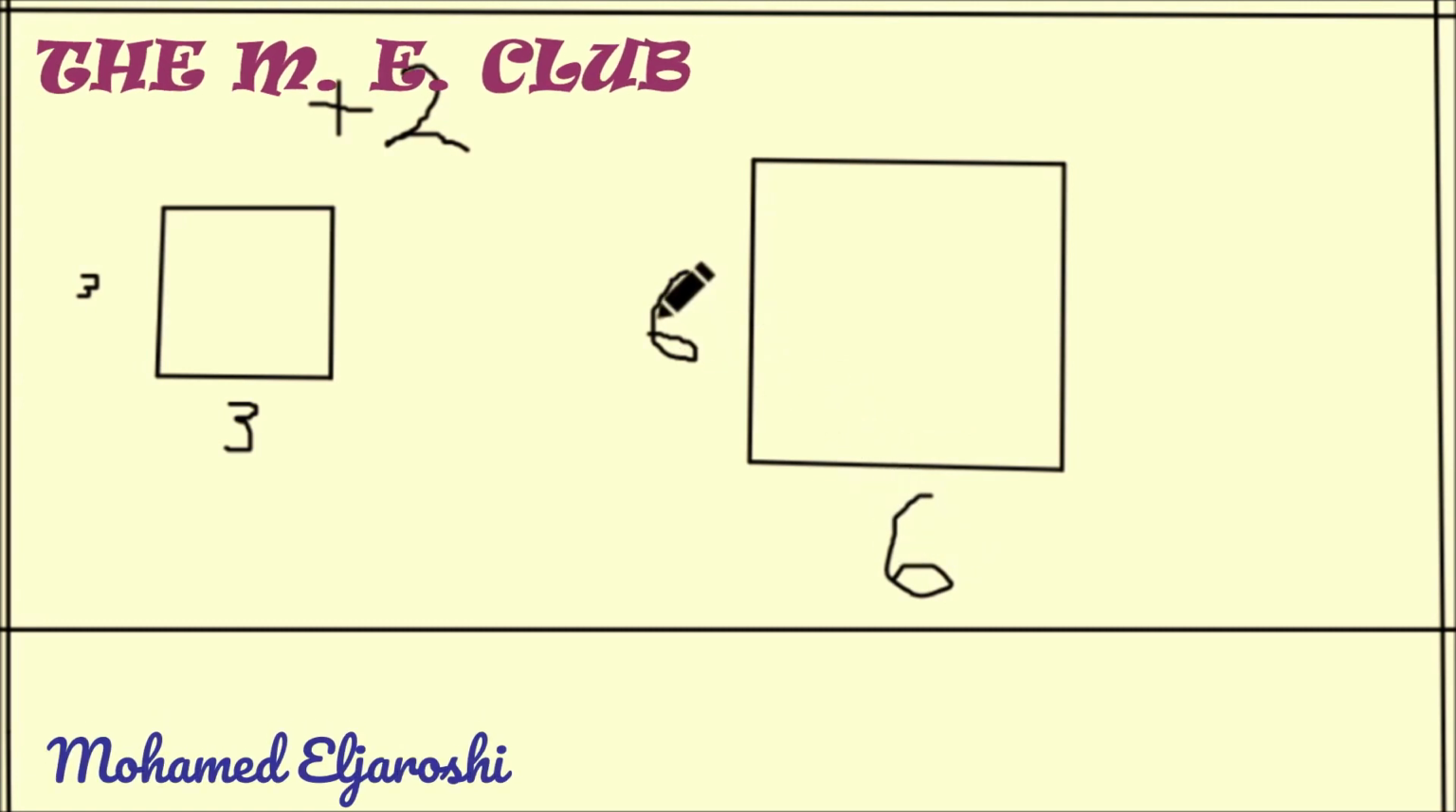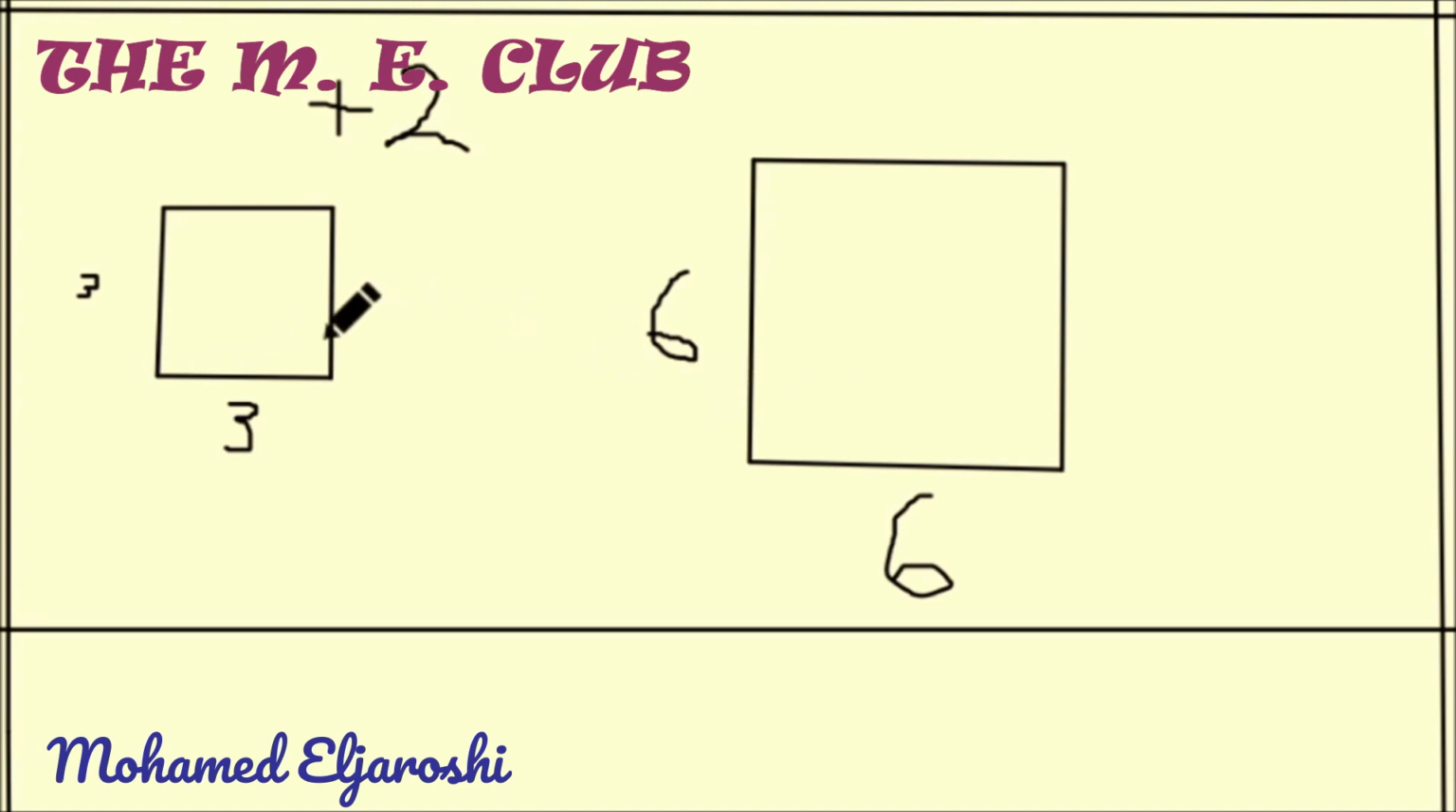So we understand here that with the perimeters, we can multiply the perimeter of the old shape by the scale factor to get the perimeter of the new shape. But if we're working with the area, we have to double or square the scale factor, and then multiply it by the area of the old shape to get the area of the new shape.